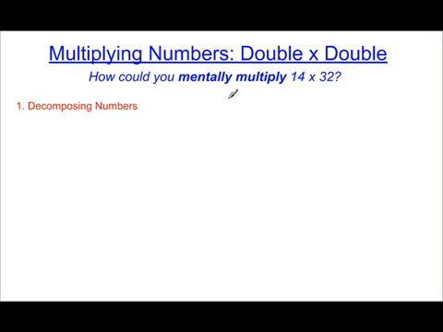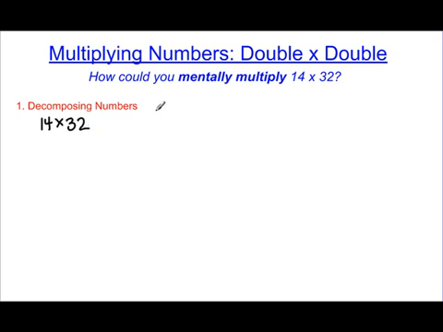other double-digit numbers. In previous clips for mental multiplication, we have looked at three strategies: decomposing numbers, using friendly numbers, and using our basic facts. However, in this clip, we'll still be using our friendly numbers and basic facts, but we're really going to focus in on decomposing numbers. Let's write down our original equation, which is 14 times 32.